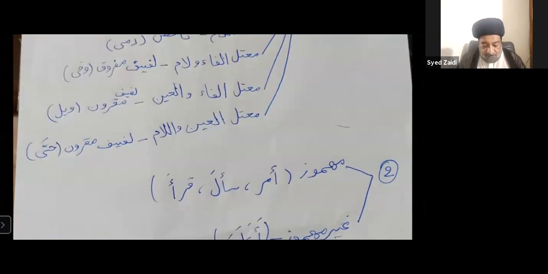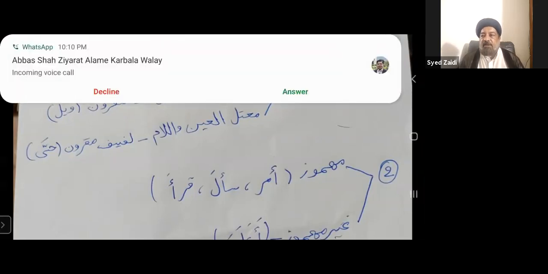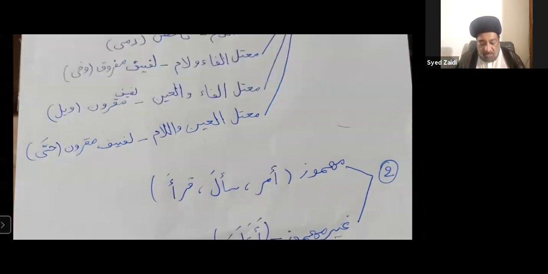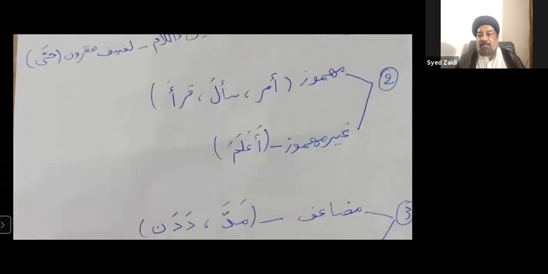All right. Now, the third and the last example is of muza'af and ghayr muza'af. What do I mean by muza'af? By muza'af, we mean that the two letters in it, even if they have merged into each other or they haven't, are from the harfi asli and they are next to each other.